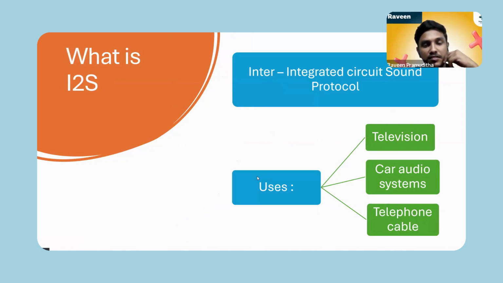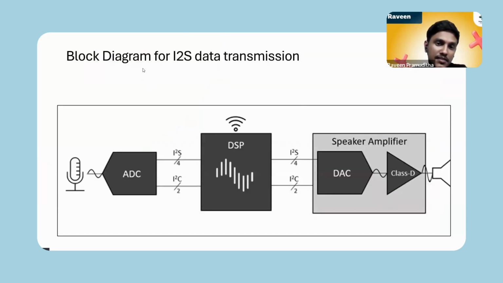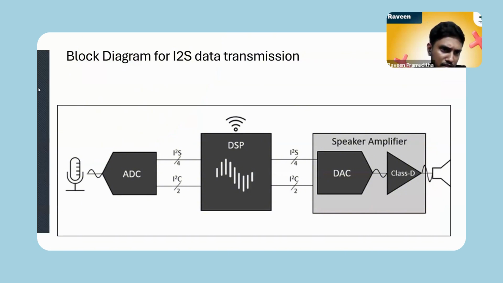The main usages of this I2S protocol are in television audio systems, car audio systems, and telephone transmission cables. Then this is the block diagram for I2S data transmission. You can see here this is the transmission side. We input an analog signal through the microphone. Then there is an ADC, an analog to digital converter. It converts that analog signal to a digital signal. Then we can use this I2S interface to send this audio signal to our microcontroller.